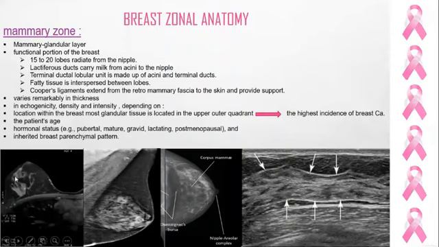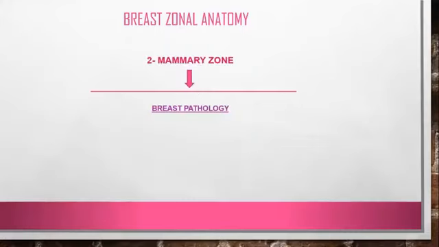Again here, upper outer quadrant, usually, as we mentioned before, it composes more fibroglandular parenchyma. That is why, and the least or latest area to be involuted, that is why it has the highest incidence of breast cancer. And these changes definitely depend on the patient age, hormonal status, inherited parenchymal pattern, and many factors can affect this issue. The mammary zone is a zone of breast pathology. Most of the breast pathology is seen within the mammary zones.